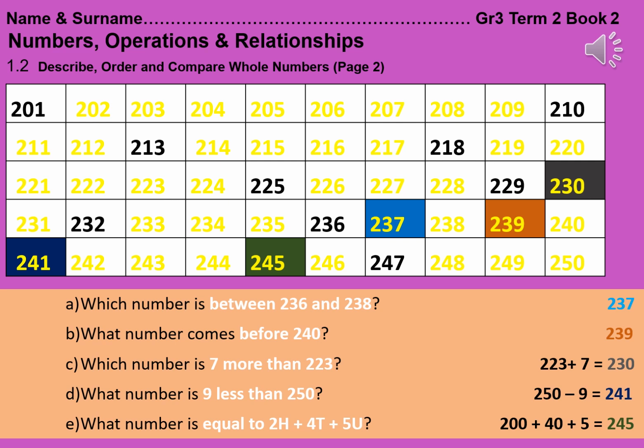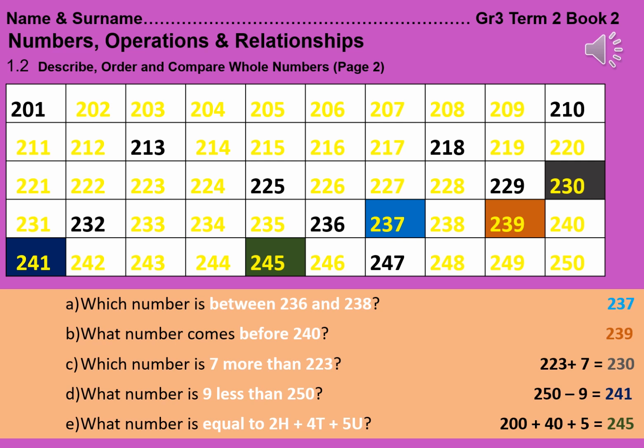So let's start. 201, 202, 203, 204, 205, 206, 207, 208, 209, 210. 211, 212, 213, 214, 215, 216, 217, 218, 219, 220. As you can see, we go from 201 all the way to 250. I'm not going to count each one, but you got the idea.